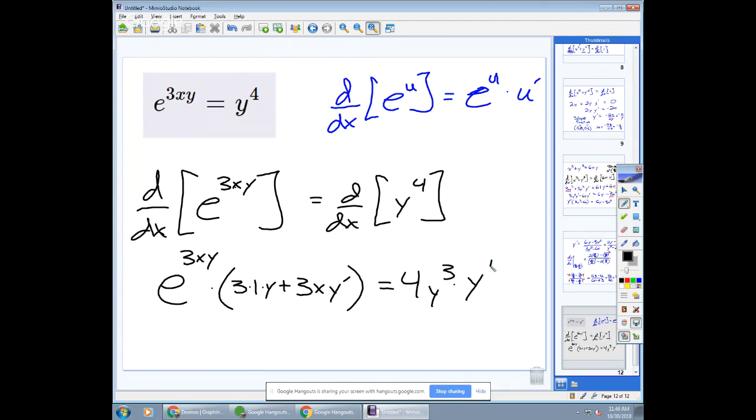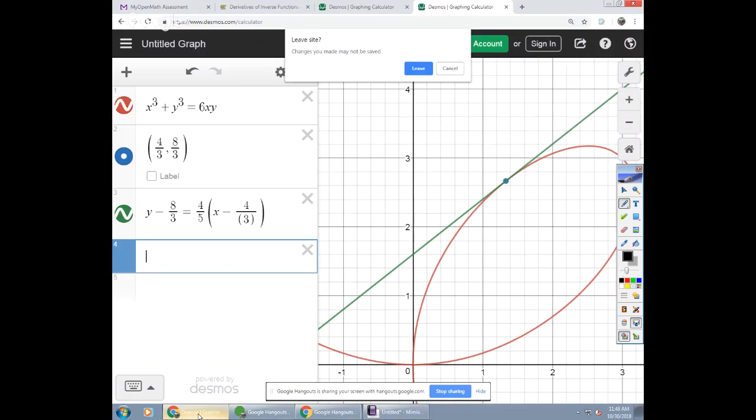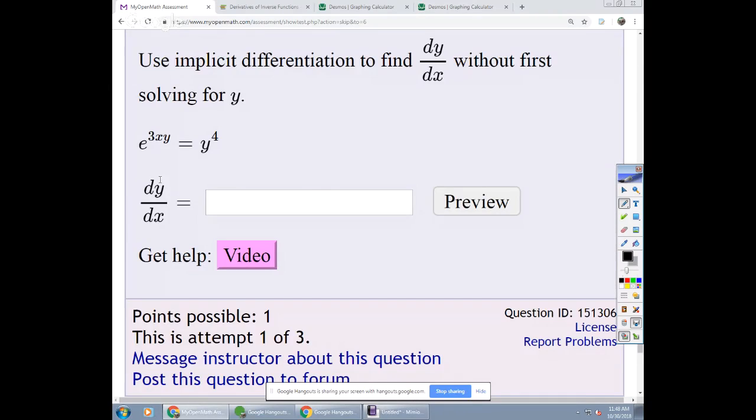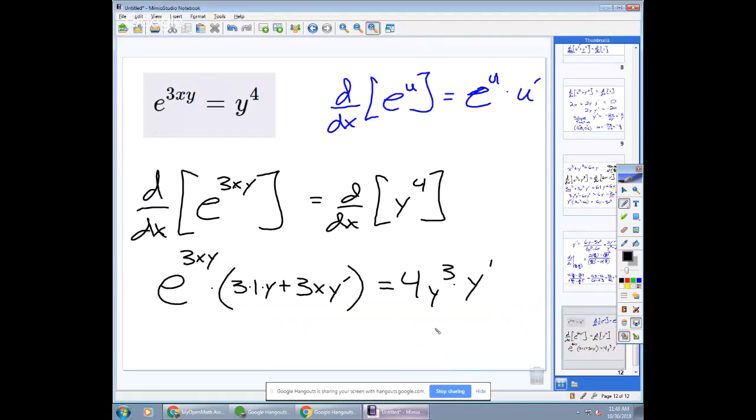Okay, let's see. Usually we want to solve for y prime. What did they ask us to do here? Find y prime, dy dx. Yep. So we have a little bit of algebra to do here. So the question is, do we distribute the e to the 3xy or do we divide it to the other side? Divide it to the other side.